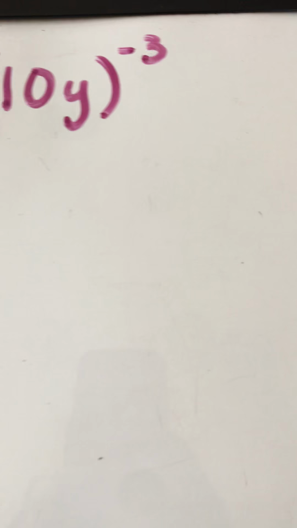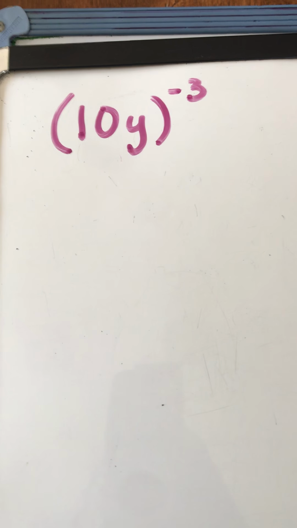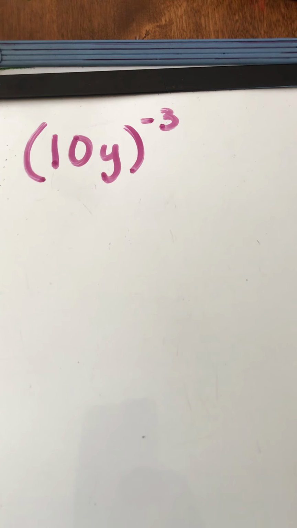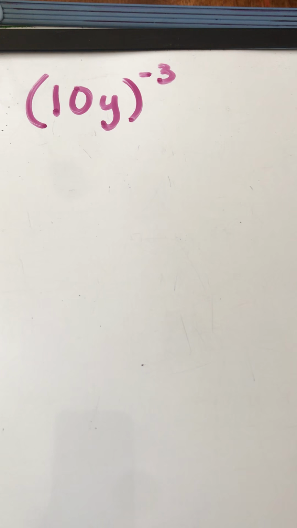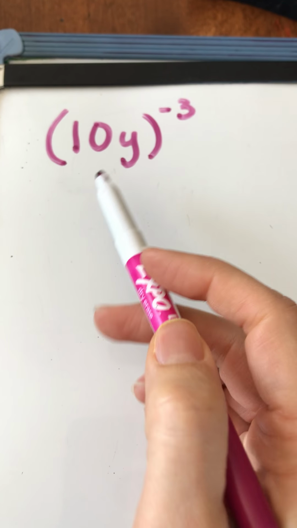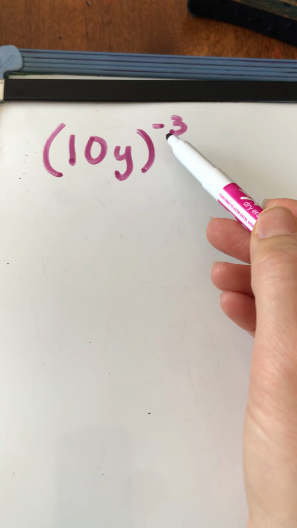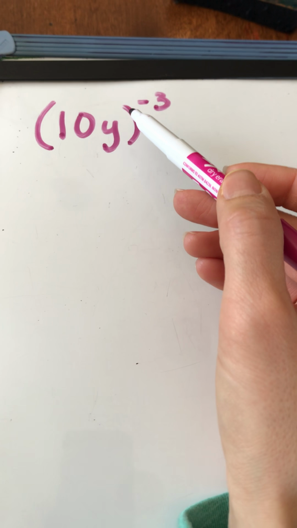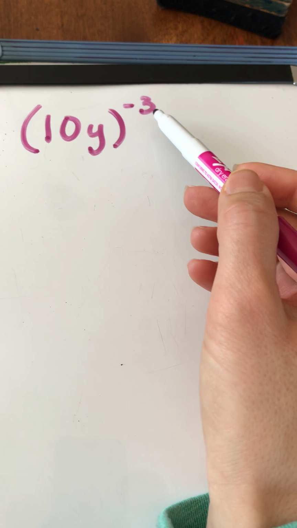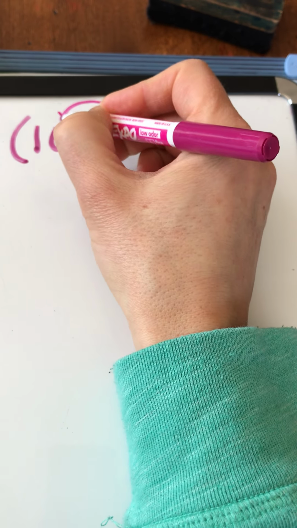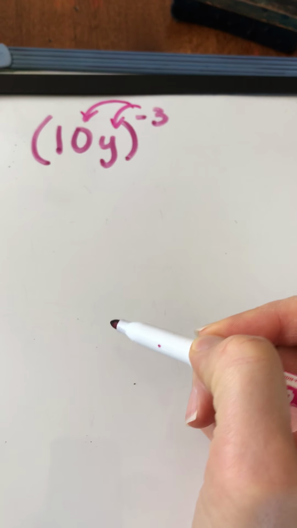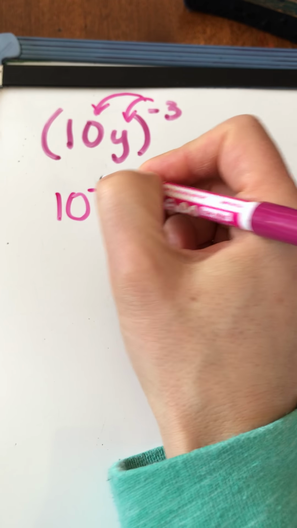So today it's really just looking at practice problems. We've covered all the properties, and it's just how to use them with a little bit more complex problems, like I said earlier. So let's look at this first problem. We have the expression 10y in parentheses and a negative exponent outside it. So we have to make sure we distribute that negative exponent to everything inside the parentheses. So it's going to go to the 10 and it's going to go to the variable y. So it gets written like this.